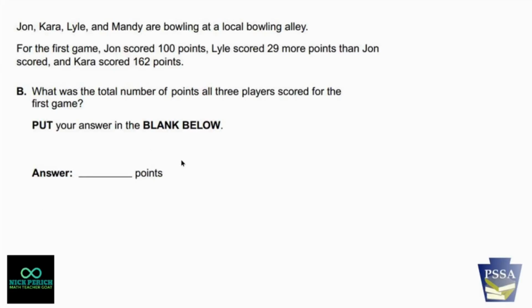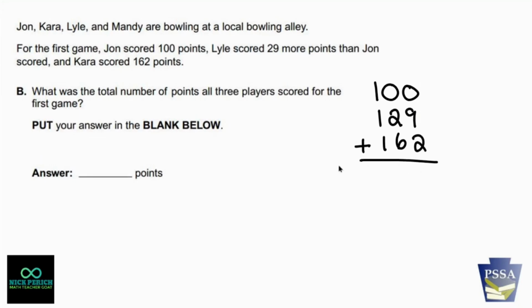Part B brings back all the same exact people. Okay, so same exact people, same exact information. We already know that John scored 100, Lyle scored 129, and Kara scored 162. What was the total number of points all 3 players scored for the first game? So let's bring those numbers back that we had in the very first problem. Okay, John was 100. We found before that Lyle is 129. We know that Kara is 162.